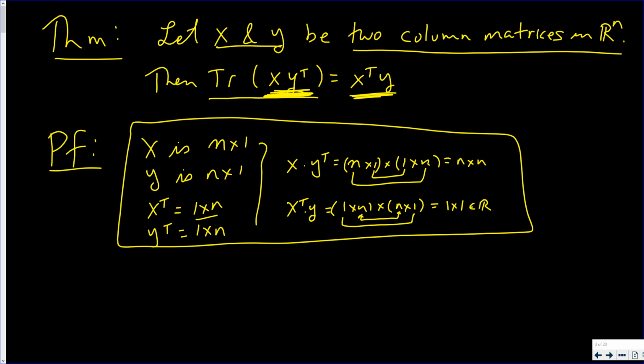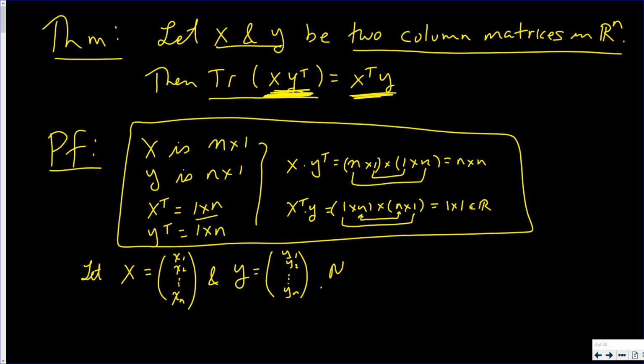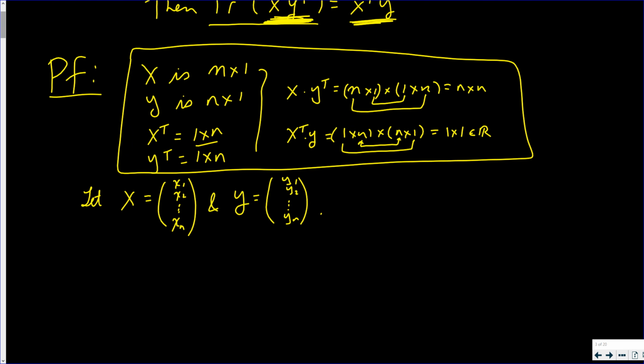Okay, so now, let X be x1, x2, up to x sub n, and Y be y1, y2, up to y sub n. And what will XY squared be? I meant to say XY transpose.